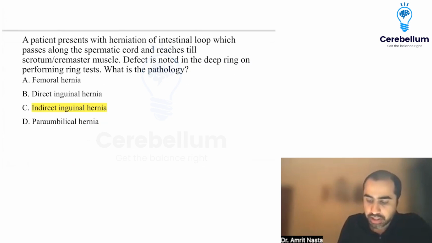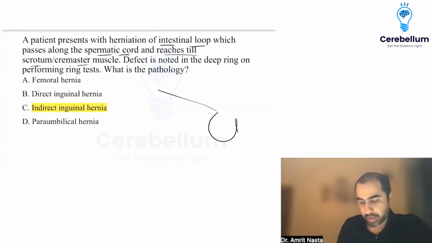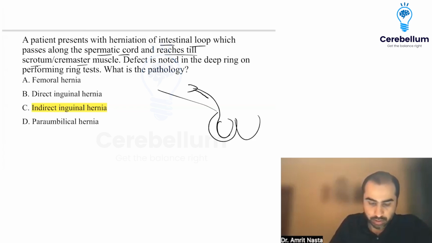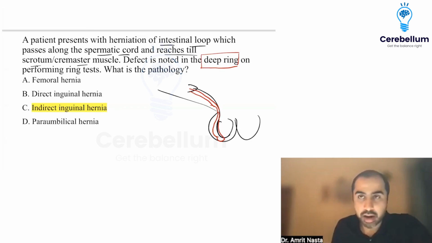Patient presents with herniation of intestinal loops, which pass along the spermatic cord and reach the bottom of the scrotum. Means the hernia is accompanying the spermatic cord like this and going all the way till the bottom of the scrotum. पूरी नीचे तक जा रही है hernia, and there is a defect from where the hernia is coming, which is the deep ring. So obviously hernia occurring through deep ring is going to be indirect hernia.